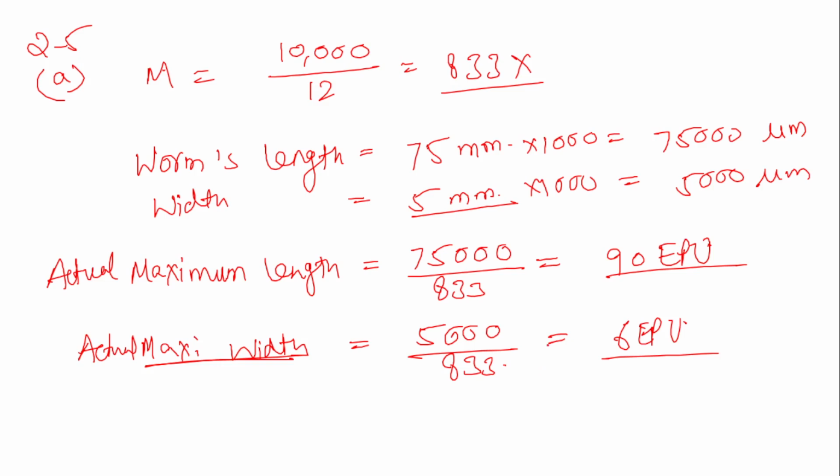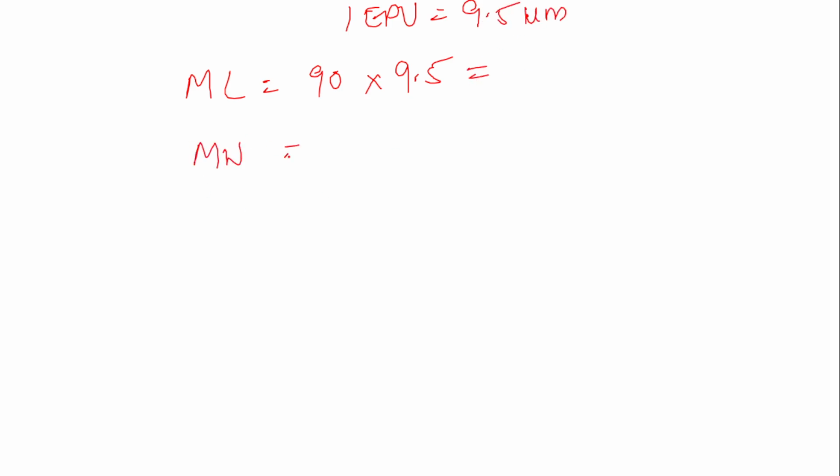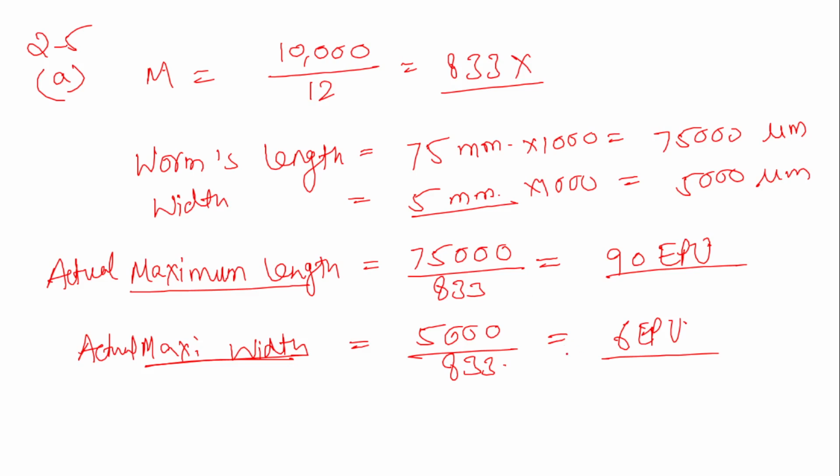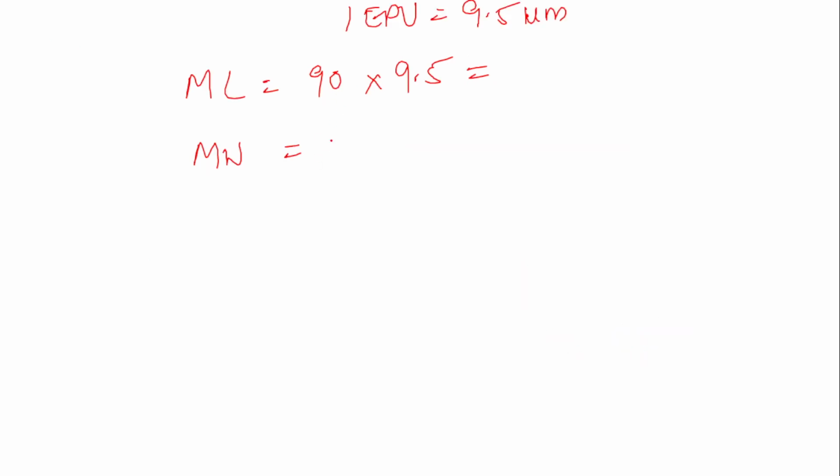So let's see here. The maximum length in EPUs was 90. So 90 EPUs multiplied by 9.5 micrometer, because 1 EPU is equal to 9.5 micrometer. So we will solve it out, and maximum width we can also find out. The maximum width that we got here was 6 EPU. So 6 multiplied by 9.5 micrometers. If we solve it out, we will get the maximum length and maximum width here.